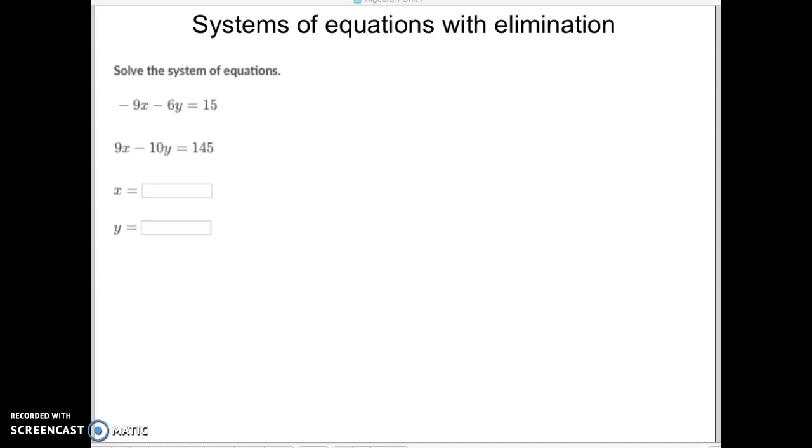All right, your next systems con is systems of equation with elimination. This one looks to be a pretty simple elimination. I think we'll get more difficult than this one. But here's what I mean by that.